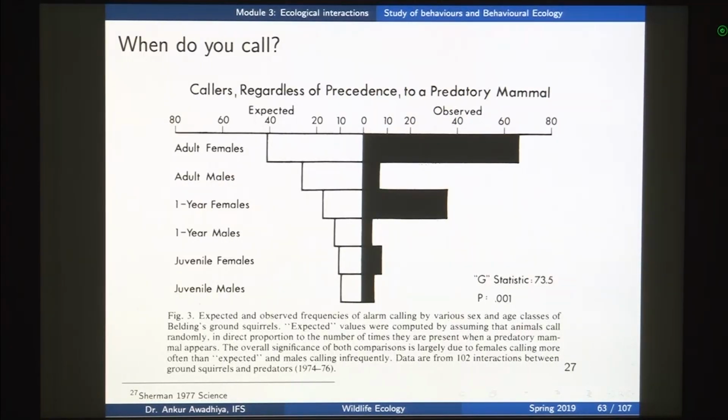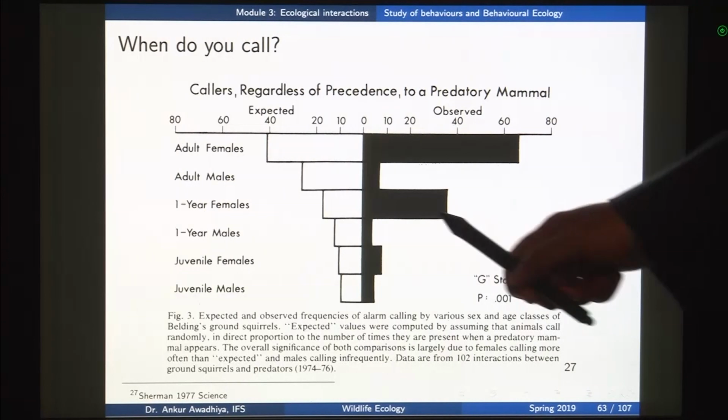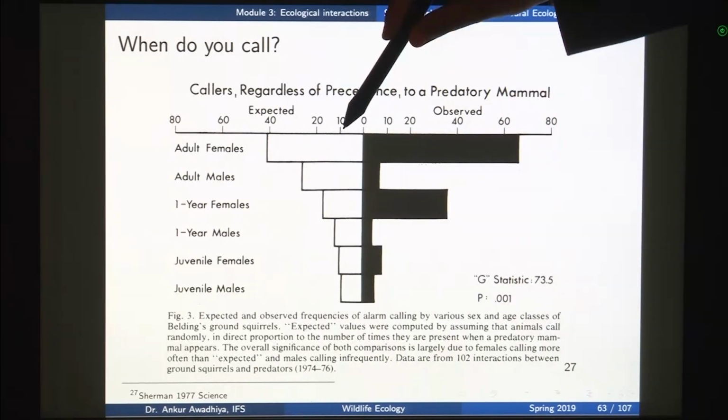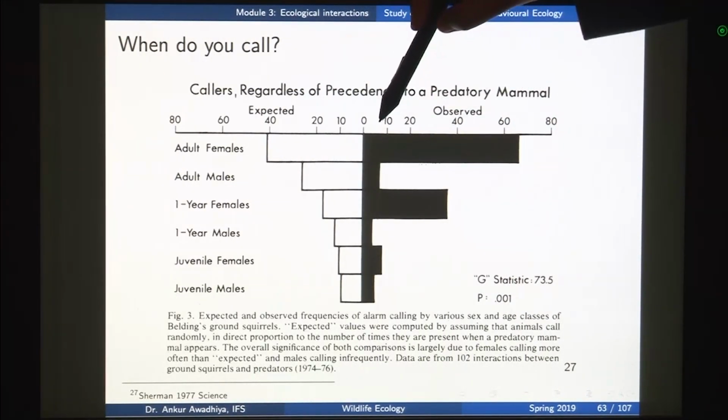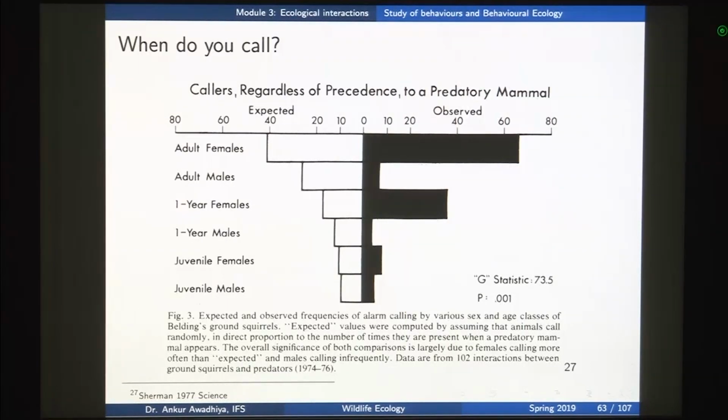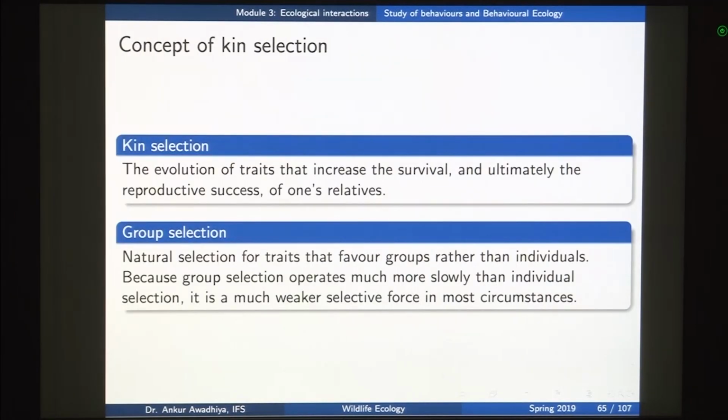So, in the case of 1 year females as well as the adult females, we observe that their observed rates of calling are much greater than the expected rates of calling. Now, in the case of 1 year males, we had expected them to call around 10% of the time, and they actually called around 5% of the time. So, here also the observed rate was much less than what was expected, and in the case of juveniles it was very much less than what was expected. Now, the question is, why do females call more than expected and why do males call less than expected?